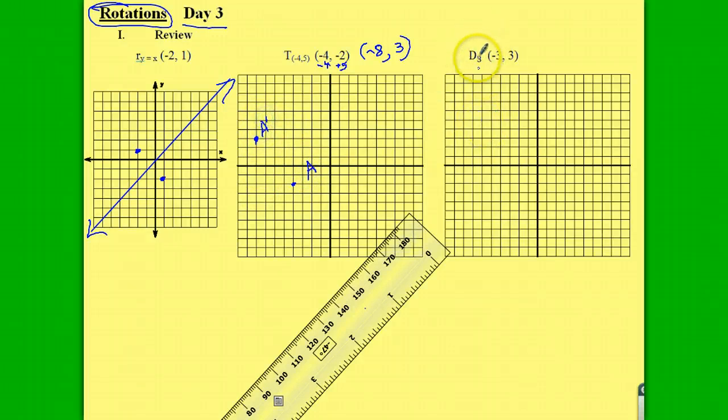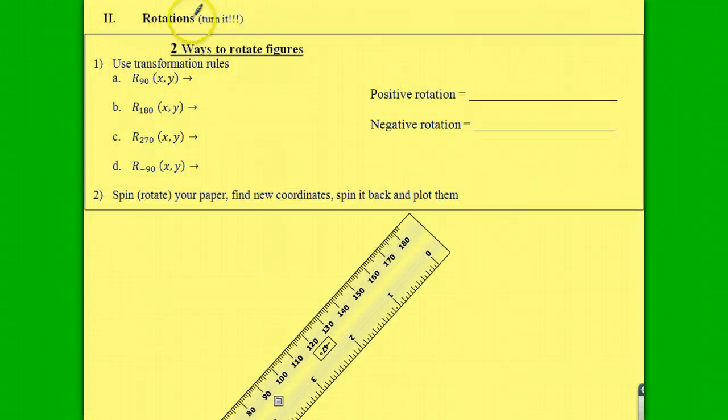And a dilation of a constant whole number of 3, times 3, and times 3 we get -9 comma 9. -9 comma 9 is here, -3 comma 3 is here. A and A prime. Perfect. Okay, well, let's move on to what a rotation is.